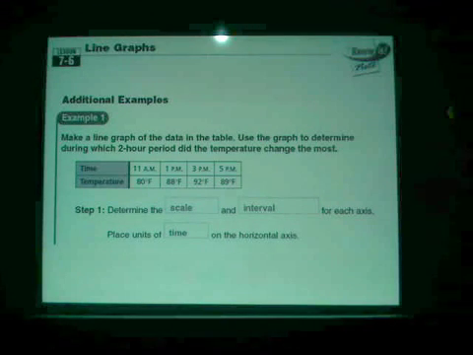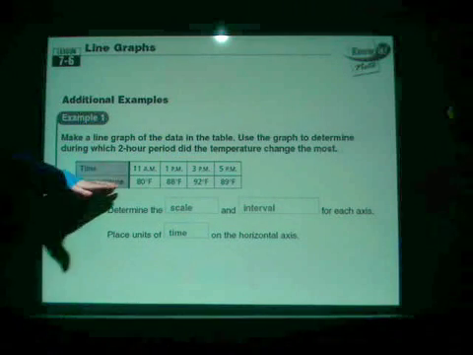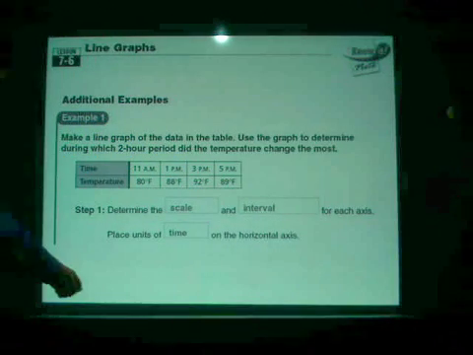So let's go ahead and talk about the steps of making a line graph here. First thing we're going to do is determine the scale and the interval for each axis. As we've talked about with graphs in previous sections, there has to be a consistent amount that each axis, the x or the horizontal axis, and the y, the vertical axis, changes by. They've decided that they're going to place units of time on the horizontal axis. These times will go on that left to right axis, which means, of course, that the temperatures they've given us are going to go on the up-down axis.